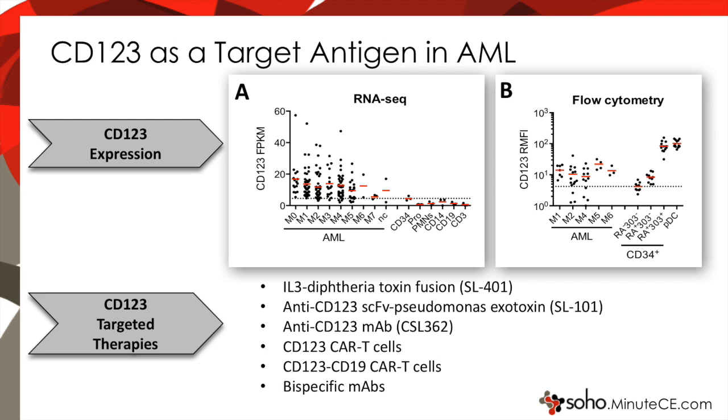You can see that the expression of 123 is high in all AML samples and very low in normal blood samples, with the exception of these plasmacytoid dendritic cells, which are also CD34 positive. And on the bottom part of this slide, I'm just describing some of the reagents that have been now developed preclinically and clinically for the targeting of AML and the treatment of acute myelogenous leukemia.